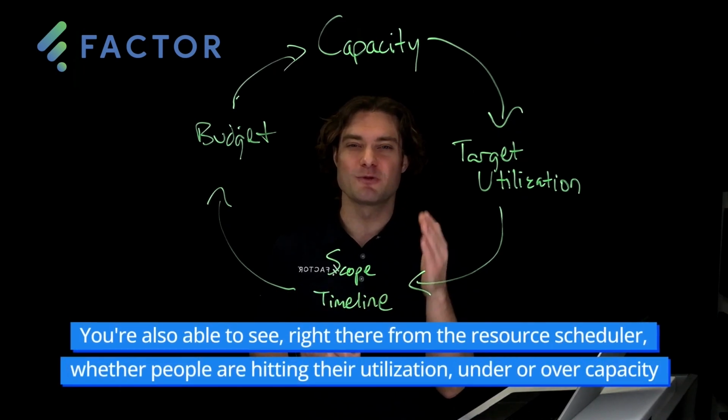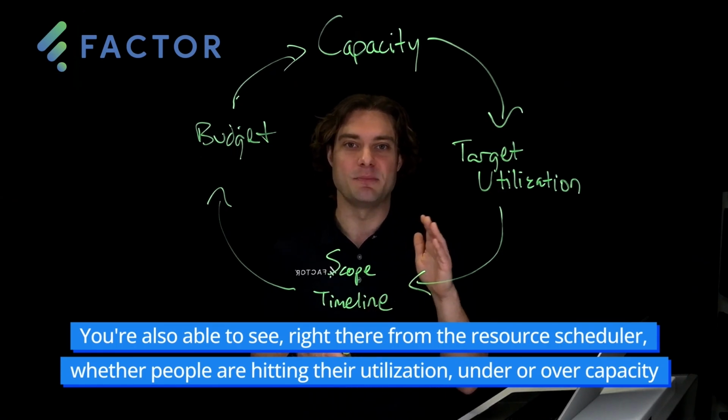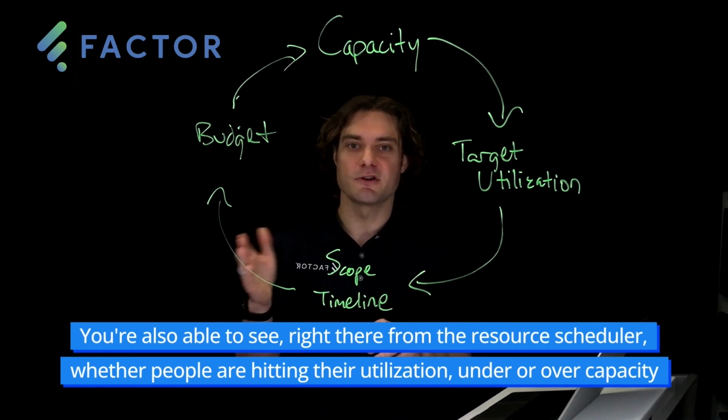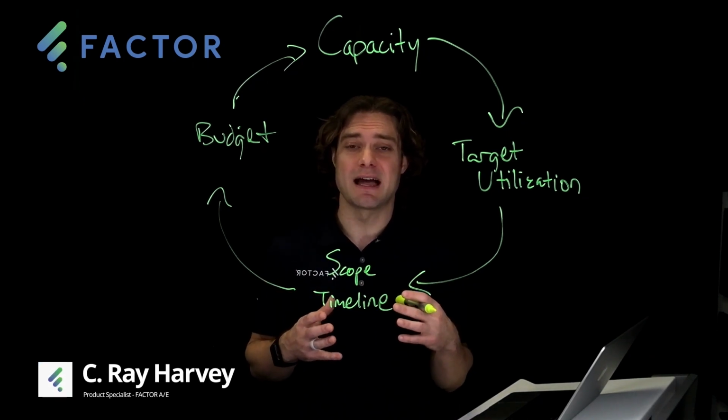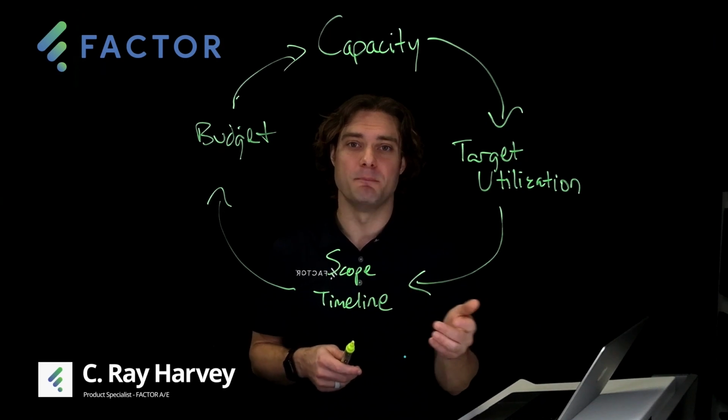You're also able to see right there from the resource scheduler whether people are hitting their utilization, under or over capacity, and finally, what tasks and who they're assigned to are coming up in the future and what billing milestones relate to those.